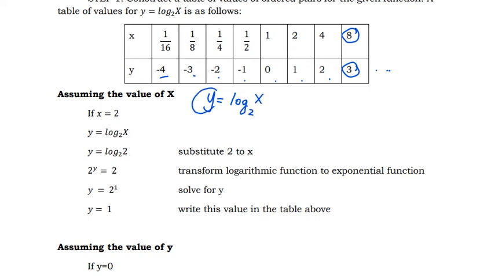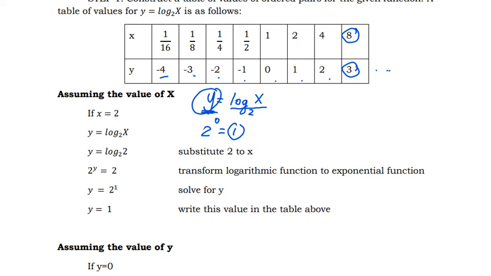When this value becomes 0, of course, the exponent of any value except 0, 2 to the 0, is equal to 1. So therefore, the value of x must be equal to 1. So therefore, we have here, if x equals 2, for example, log of 2 base 2, y is equal to 1.